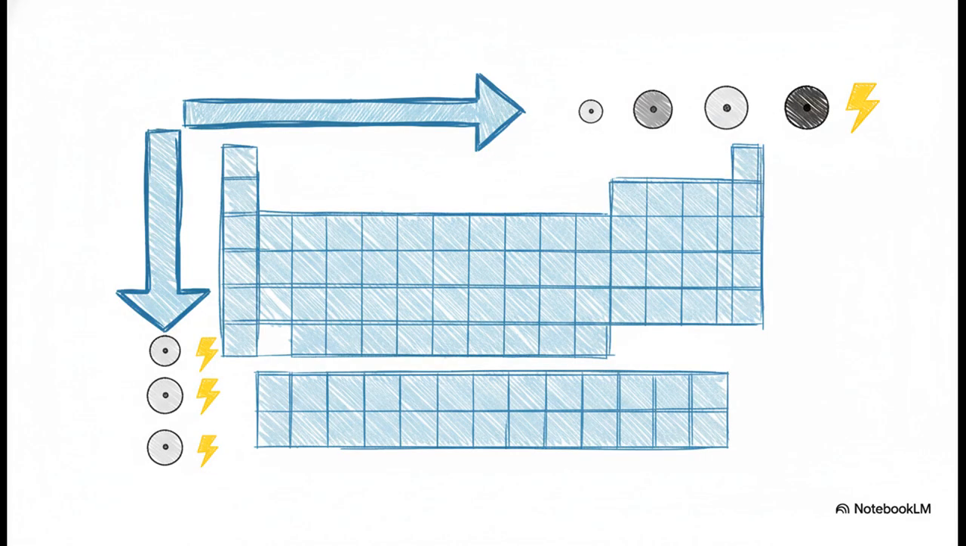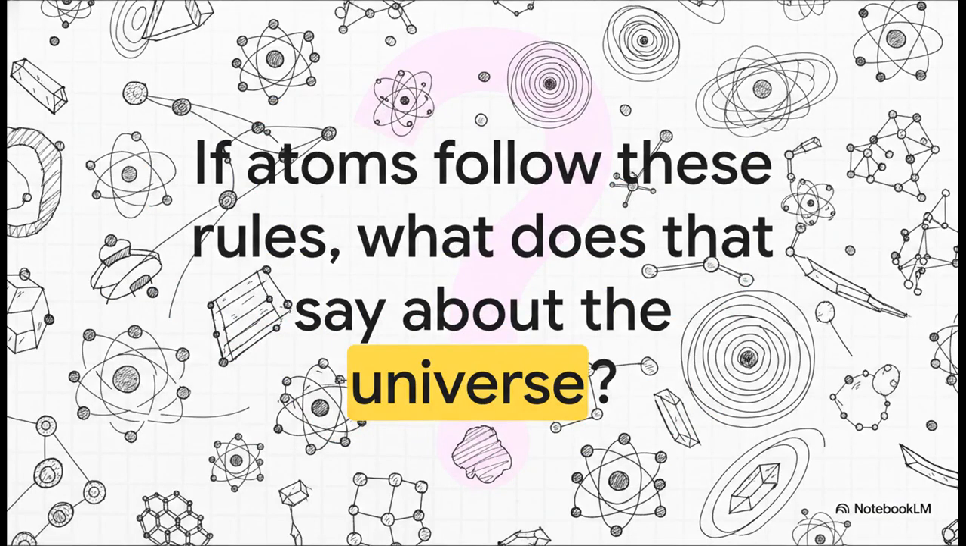And those energy prices? They follow these beautiful, predictable trends right on the table. As you go across a row, the price to remove an electron generally goes up. Why? Because the nucleus is getting more positive and pulling its electrons in tighter. But as you go down a column, the price goes down. You're adding more shells, more floors to the building, so that outer electron is way further out and much easier to just pluck off.